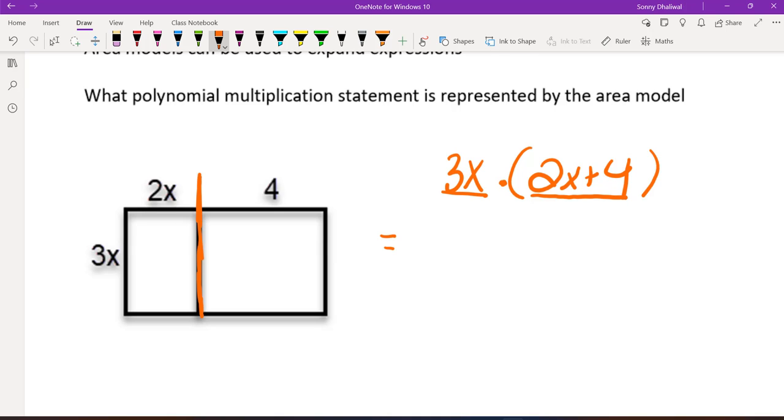3x and 2x. 3 times 2 is 6. Then the x's, exponent 1, exponent 1. We add the exponents. That gives me a 2. Going on here, 3 times 4 gives me a 12. And we have an x. That is a combining thing, it's just an x. So we get 6x squared plus 12x. Doesn't matter what method you do, you get to the same answer. Okay? All right. We'll call it quits there for the notes, and I'm going to make your assignment smaller.